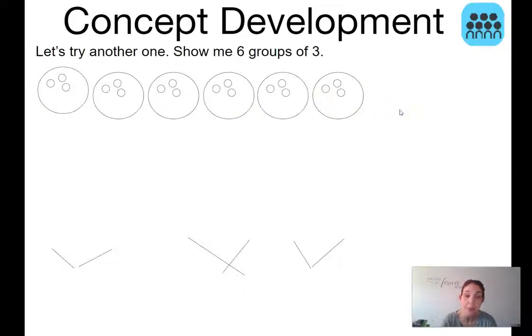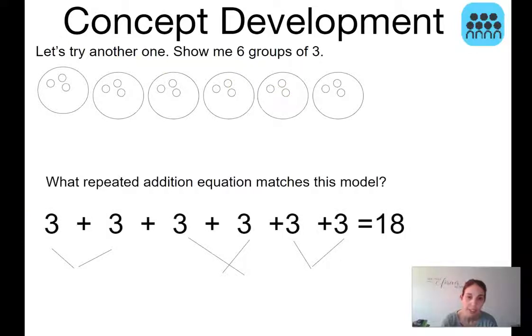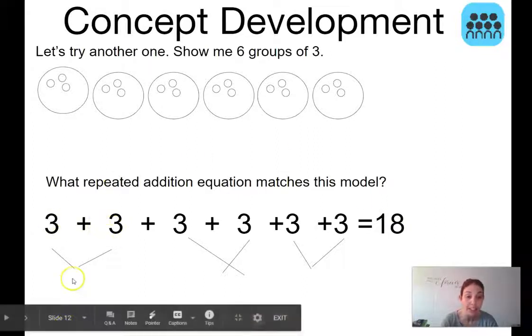And now we need a repeated addition sentence. Let's see what that would look like. Here we go. Three plus three plus three plus three plus three plus three equals 18. Now we can add this quicker if we use our doubles facts and we say, well, 3 plus 3 equals 6, and this 3 plus 3 equals 6, and this 3 plus 3 equals 6.